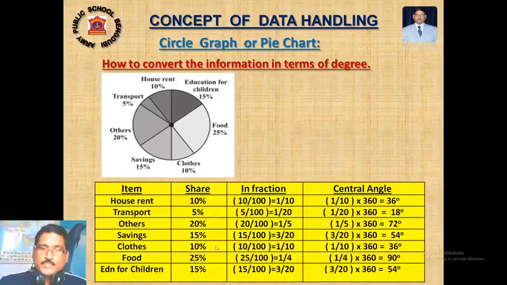Clothes 10%. 10% means 10 upon 100. After cancelling I am getting 1 by 10. 1 by 10 multiplied by 360, I am getting 36 degree. Now food 25%. 25% means 25 upon 100. After cancelling I am getting 1 by 4. 1 by 4 multiplied by 360, 90 degree. So education for children 15%, 15 upon 100, that is 3 by 20. 3 by 20 multiplied by 360 degree, 54.